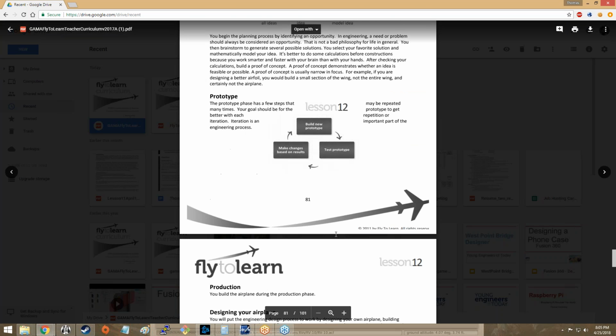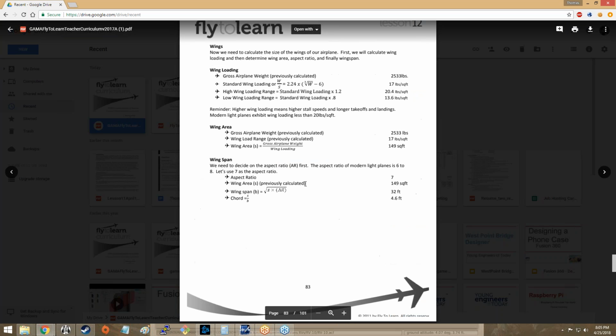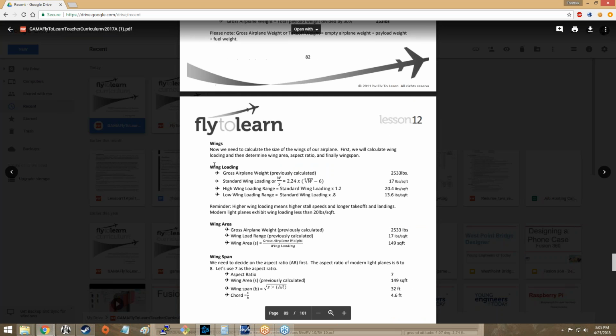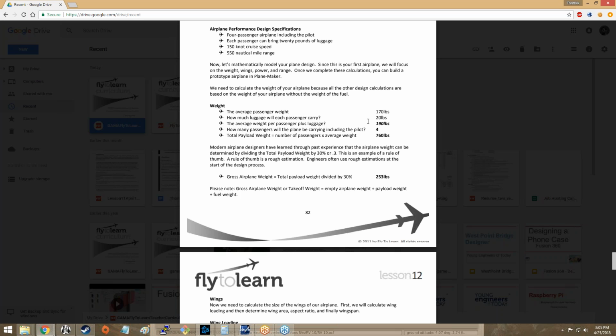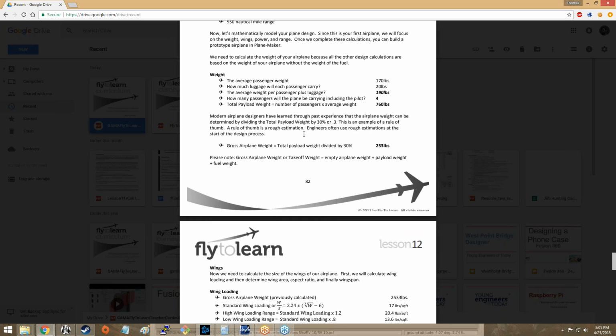We went over how to calculate the weight of the plane. The average passenger weight we can run with 170 pounds, and we'll assume that they're going to carry 20 pounds of luggage. I don't know why you wouldn't on a sport plane, but hey, whatever. So let's say 190 pounds per person. Calculate the passenger weight based on that, and then you can calculate the gross airplane weight. Remember, that's the total payload weight divided by 30%.